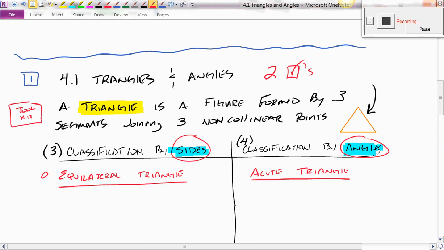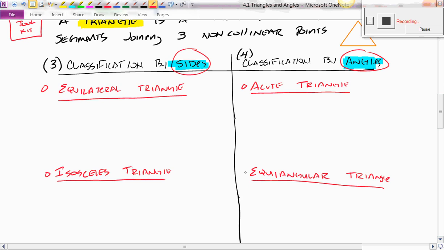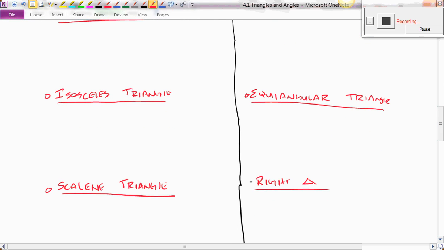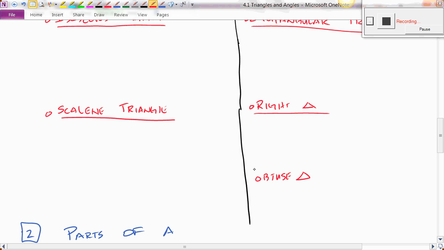If you're classifying a triangle by its angles, well, it turns out there are 4 classifications. You can have an acute triangle, an equiangular triangle by angles, a right triangle, and an obtuse triangle by angles. Okay, so you had 4 of those.